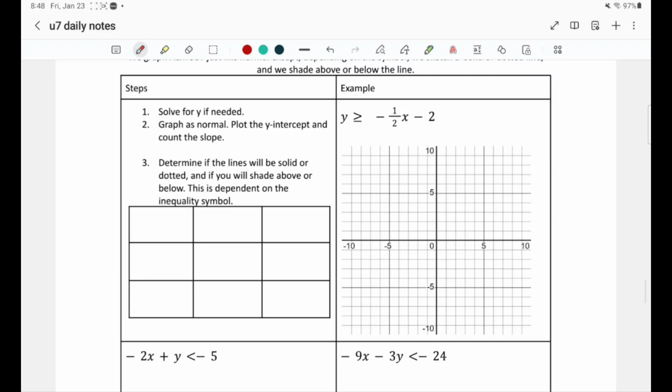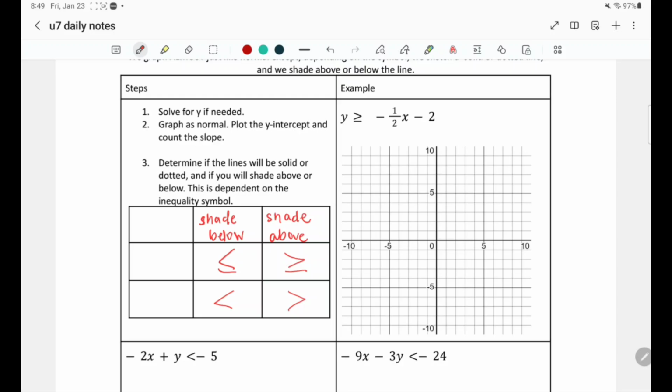So I make a little table, and this table is your best friend, and we're gonna fill it in. If I have a less than, so less than or equal to, or just a less than, then that means I'm gonna shade below the line, because I'm talking about everything less than the line. And likewise, if I have greater than or equal to or greater than, then I'm going to shade above the line because I'm talking about everything greater than the line.